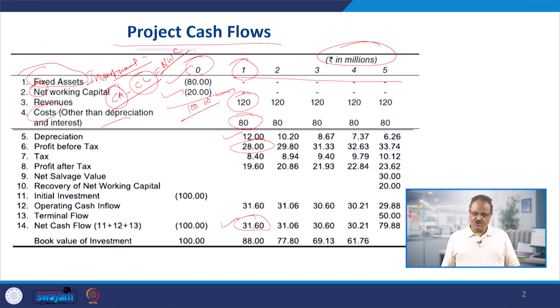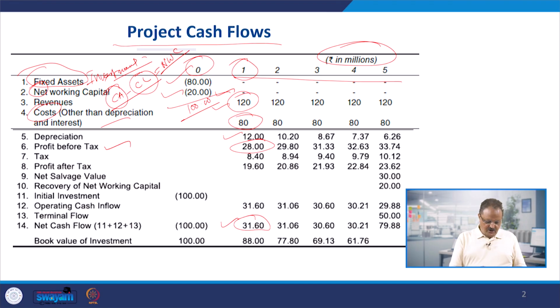We only take the manufacturing cost and depreciation. Manufacturing cost is largely variable in nature, and depreciation is a fixed cost, because it's a part of the reduction in the value of the fixed assets. So the total cost we have here is 80 plus 12, which is 92, and profit before tax comes up as 28, because total revenue is 120 million. So 28 million is basically the profit before tax.